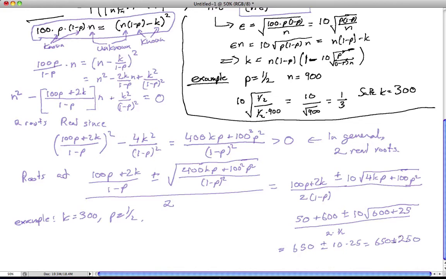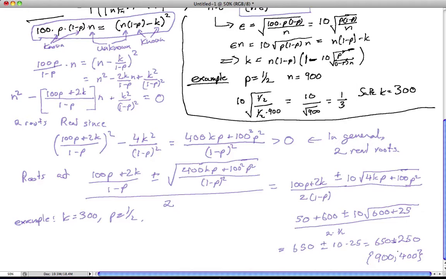So we can see here that it's the positive root that we want. The positive root is 900. And when we use a negative sign here, we get 650 minus 250, which is 400. So how can you tell that it must in fact be the 900 that we want and not the 400?